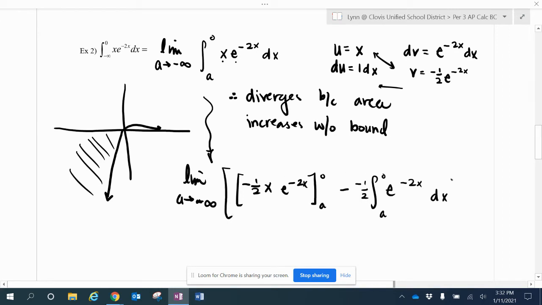Let me double bracket that. Okay. So, maybe go through and try that and see if, hopefully, you get negative infinity when you do that. Okay. All right.